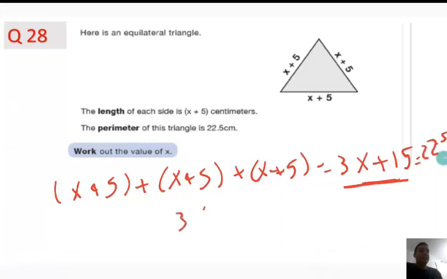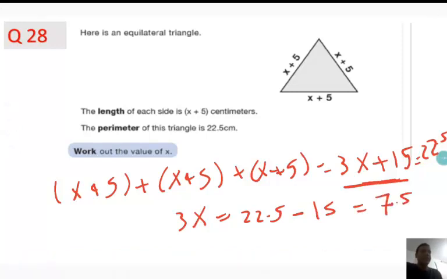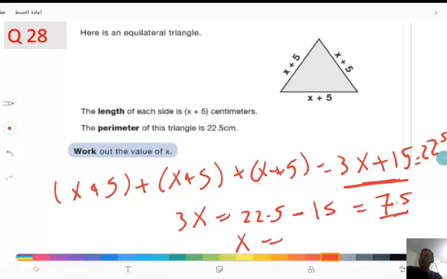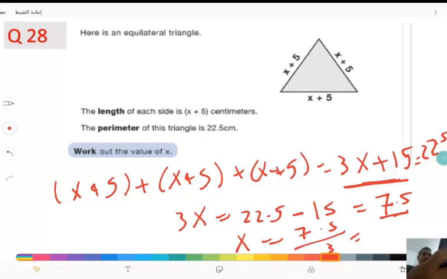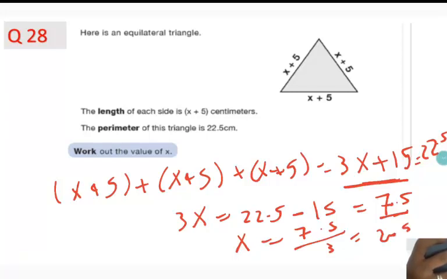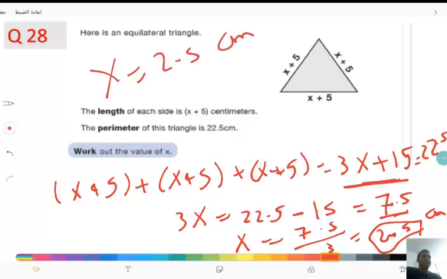That means 3x equals 22.5 minus 15, which is equal to 7.5. So 3x equals 7.5. That means x equals 7.5 divided by 3, which is 2.5 centimeters. So x equals 2.5 centimeters. That's it.